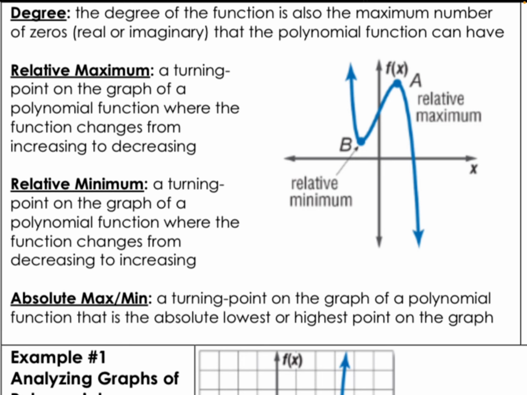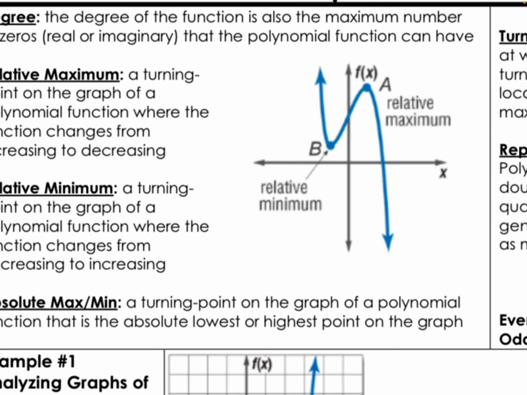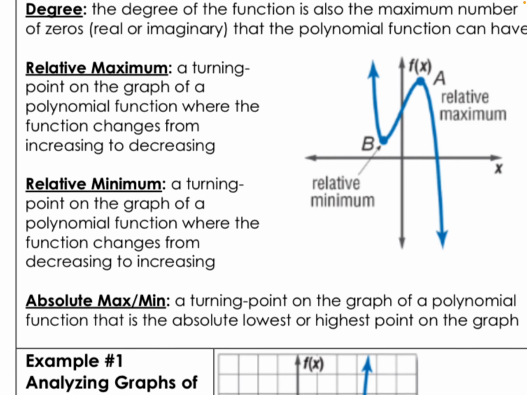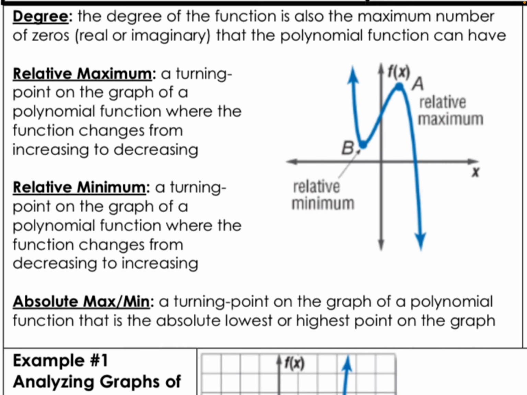A relative maximum is a turning point on the graph of the polynomial where the function changes from increase to decrease. So for example, here, this would be a relative maximum at point A. Relative minimum, same idea, but we change from decrease to increase. And then we have absolute max or min, which is a turning point on the graph of a polynomial function that is the absolute lowest or highest point on the graph.